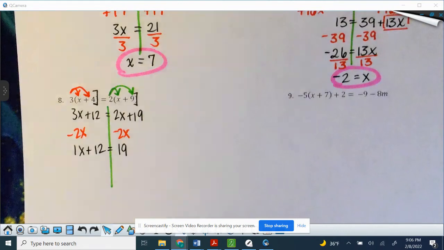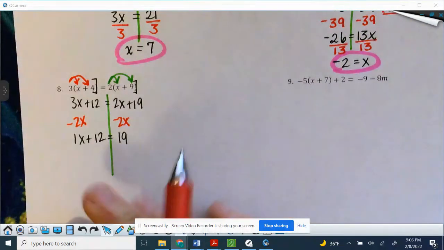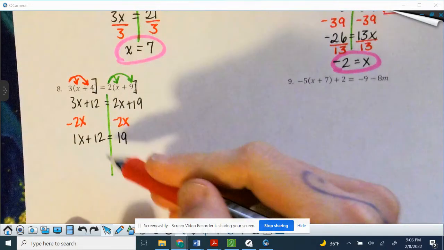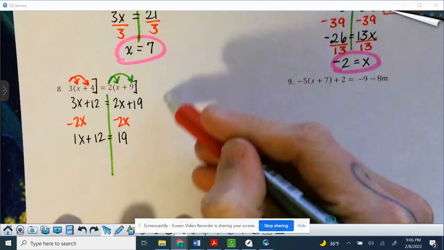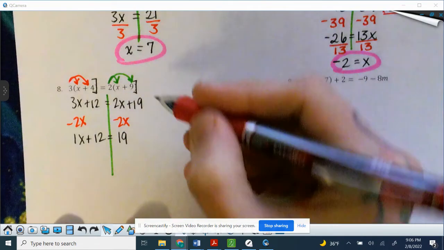And like I said, I really hope you will learn to be very conscious in your actions and where you're writing things, because most students that have a problem with this, they're writing things all over the place. So again, it's your organization that's your problem, not that you don't know what you're doing.